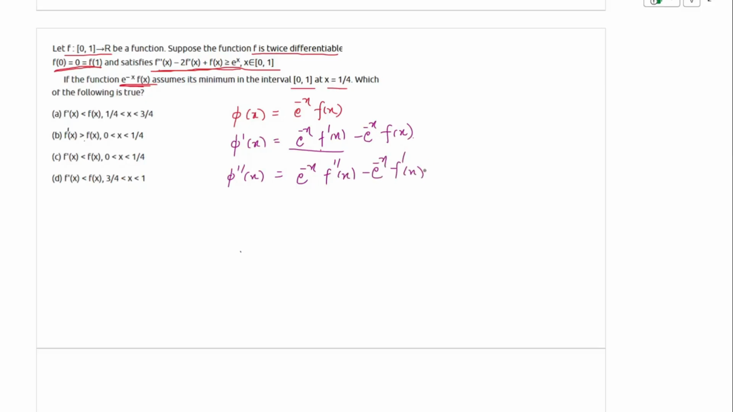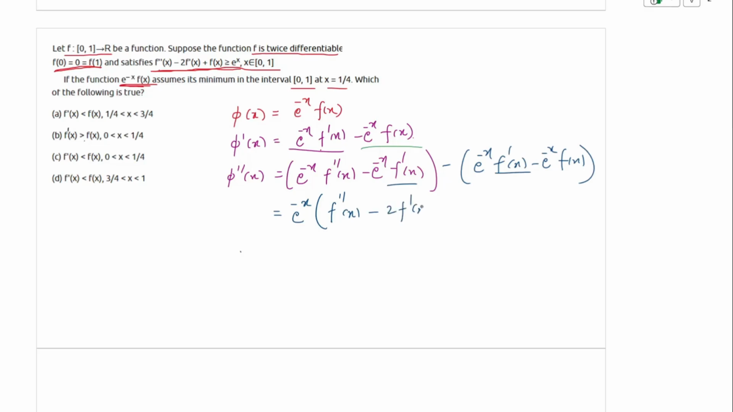That's the derivative of just the first one. Now for the second one, you get minus the same thing, right? Let me just write. Good. Now try to aggregate them. e to the power minus x is common. Let's take it out. f double prime of x, f prime and f prime, so you get minus 2 f prime of x, and then you get plus f of x. Now what do you see? This is exactly the same thing which is given to you, right? This whole stuff is exactly the same as here.